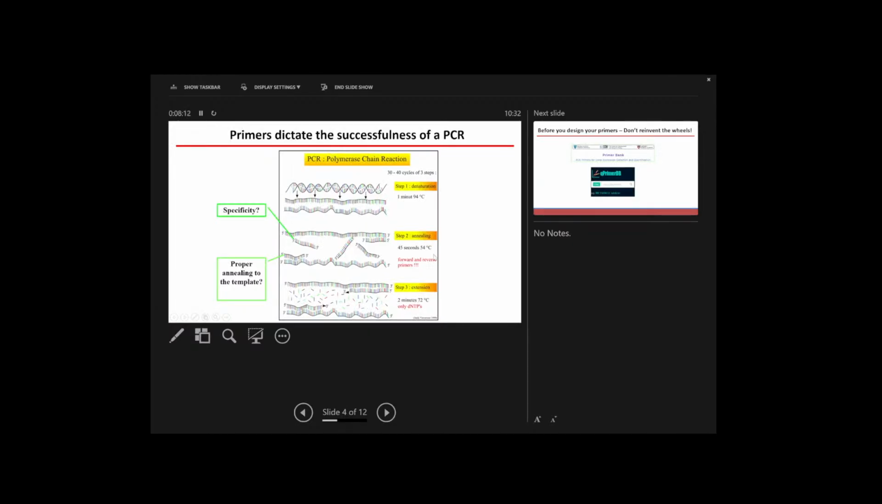So, we were talking about primer annealing. This is a basic step of a polymerase chain reaction. You usually have 30 to 40 cycles. The first part is specificity. All primers should be specific to your DNA template. This is the first and foremost thing that you have to remember.